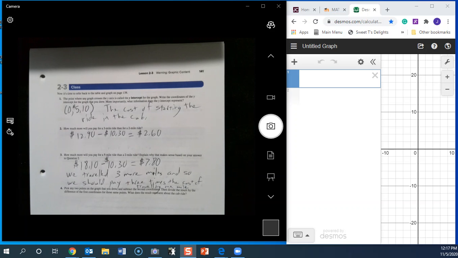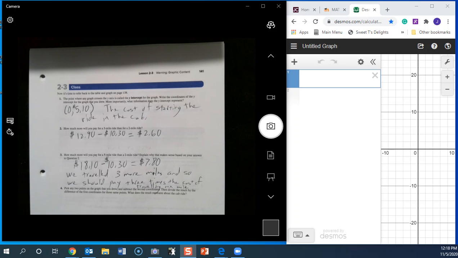Okay, class, we need to start over with completing section 2-3. Again, we're on page 141, and we go here to problem number 1. It says the point where any graph crosses the y-axis is called the y-intercept for the graph. Write the coordinates of the y-intercept for the graph that you drew. More importantly, what information does the y-intercept represent?